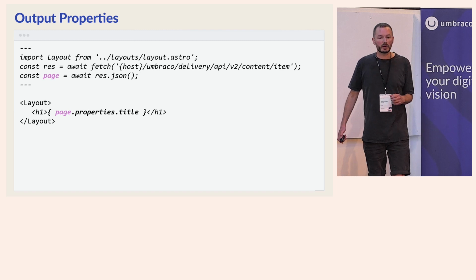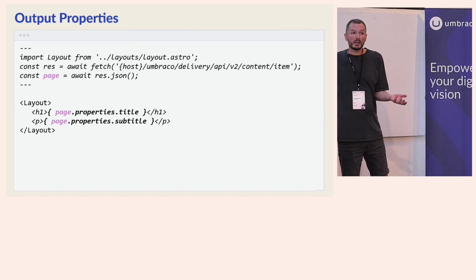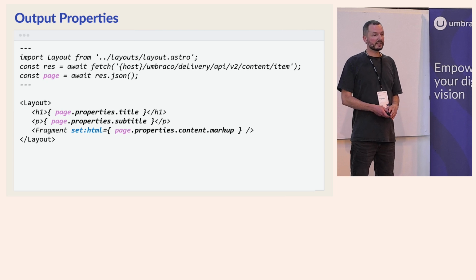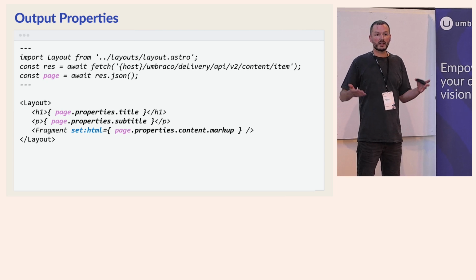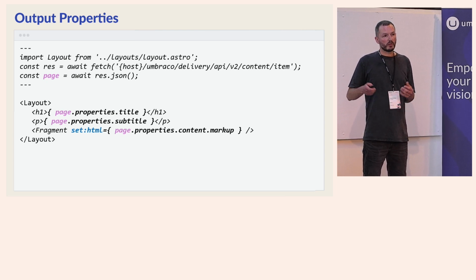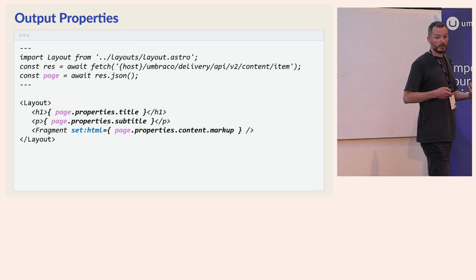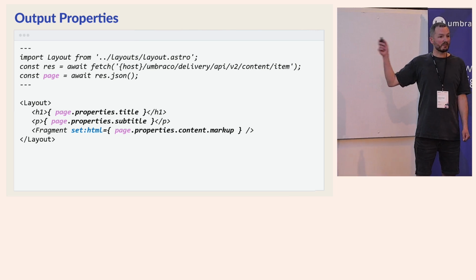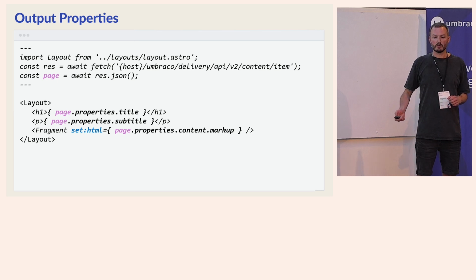Here's an example of outputting a title, potentially a subtitle. And here is an example of some rich text content and how we can output that. So if the content's already HTML, we can use the directive in Astro, which is set:html, to output that like so.